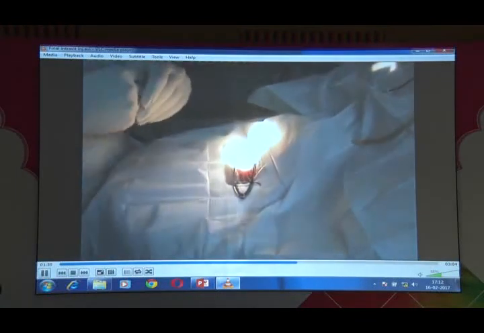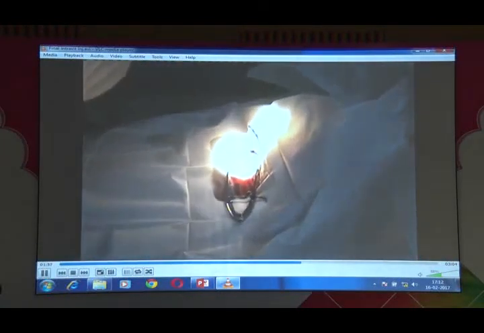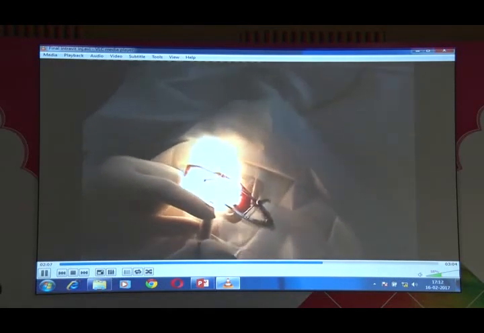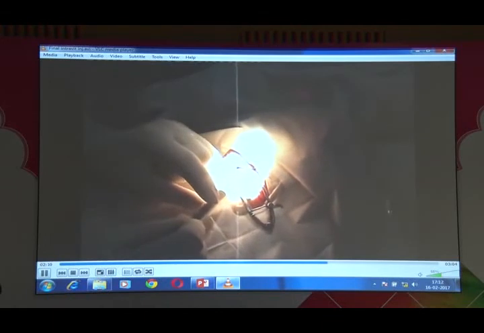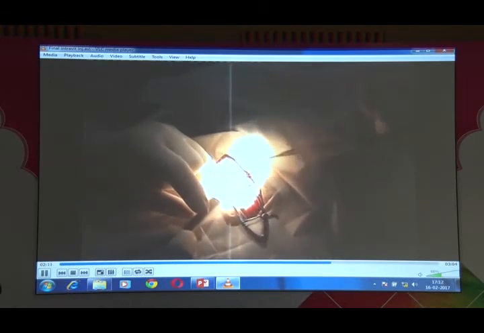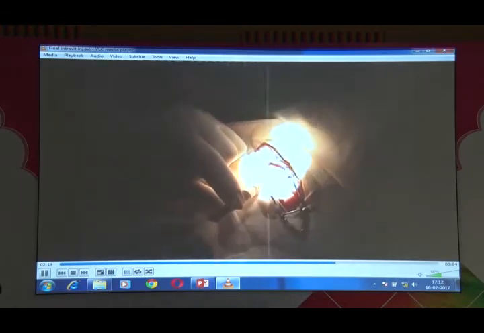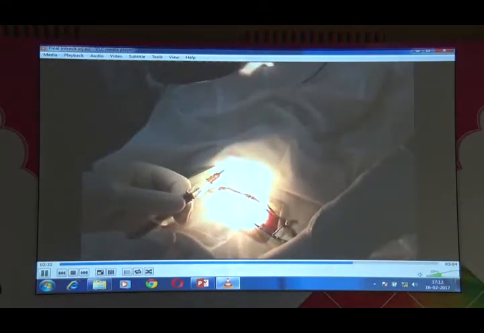I'm sorry, this is a little too bright. What we are basically doing here is doing an aqueous tap. So this actually serves 2 purposes. One, you get a sample. It's a little too bright, you can't really see the details there, but basically we are entering the anterior chamber and doing a paracentesis or removing aqueous from the AC, and this serves 2 purposes, not only giving sample for analysis but also reducing the IOP and creating space inside the eye for the intravitreal injections.